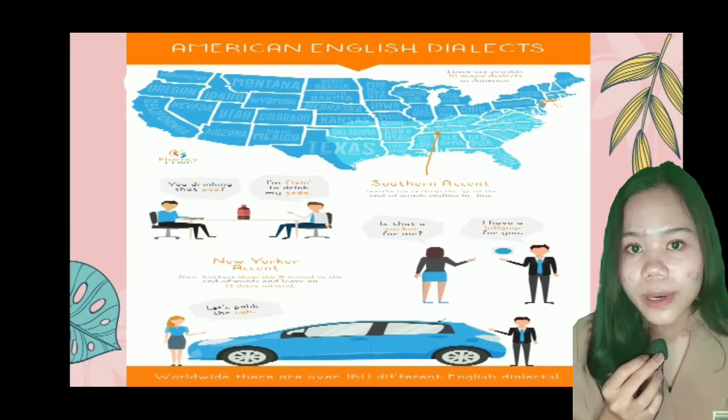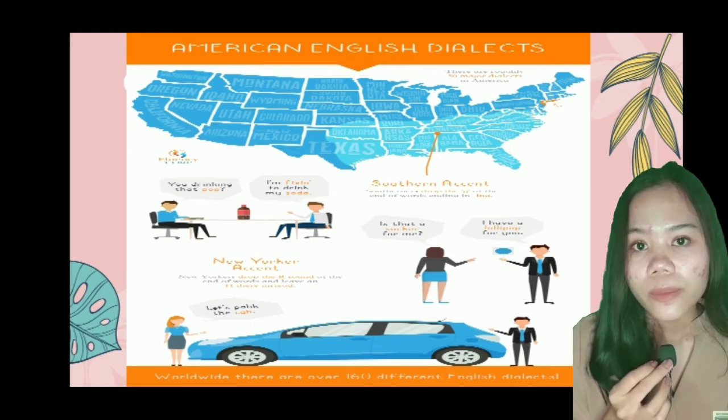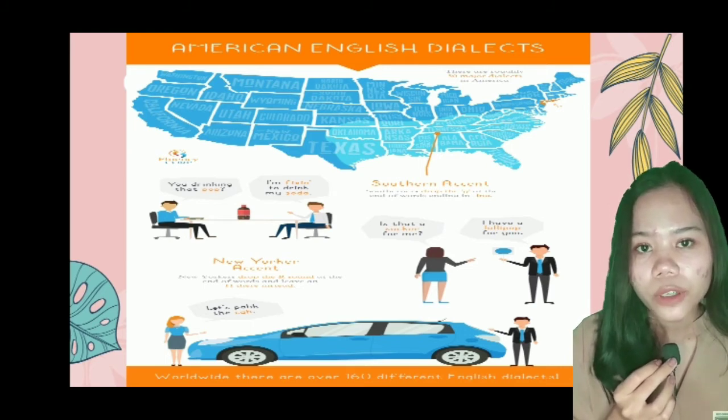Example, American English. You drink that pop? I'm thinking to drink my soda. Is that a sticker for me? I have lollipop for you.